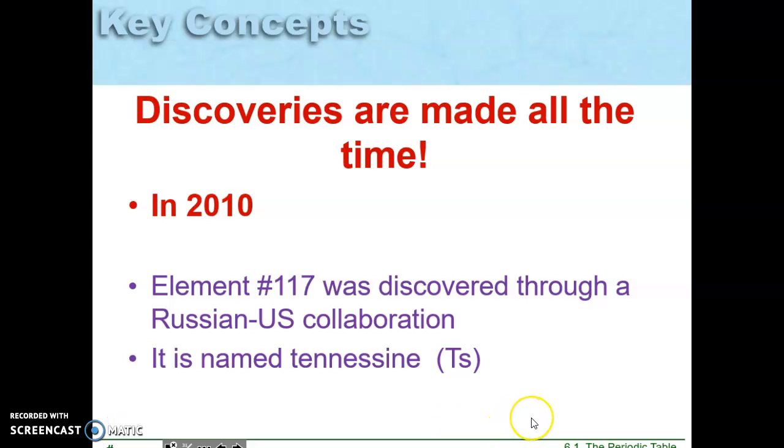In short, the periodic table is a very good tool, so you should learn to love it, learn how to use it, and I will talk to you later. This is the end of chapter 6.1. Good job.